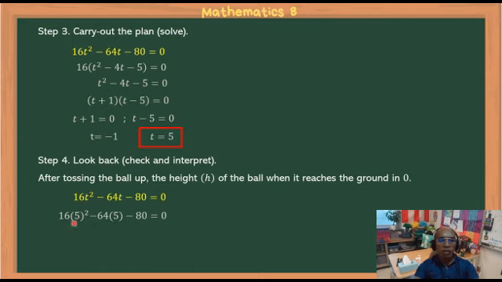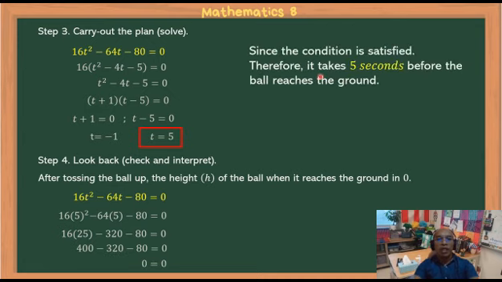So 16 times 5 squared, then minus 64 times 5, minus 80. So 5 squared is 25. And 64 times 5 is 320. We just copy 80 and 0. Then multiply: 16 times 25 is 400. Then we just copy minus 320 minus 80. So 400 minus 320 is 80. Then 80 minus 80 is 0.